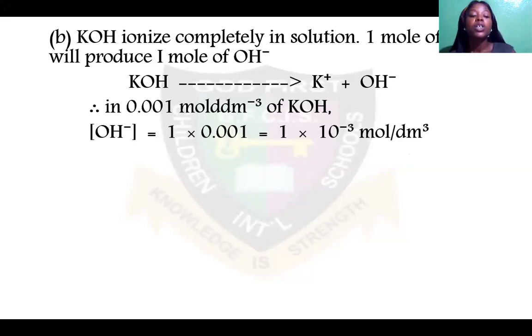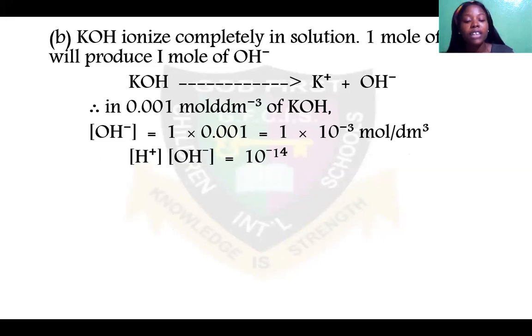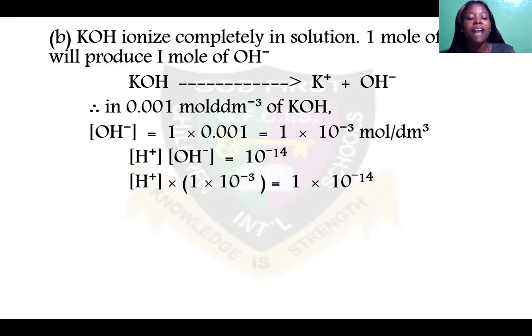So the hydroxide ion concentration will be 1 times 0.01, which is the concentration of the base, to give us 1 times 10 raised to power minus 2 mole per dm cube. Hope you are following that. In this case, we've got the hydroxide ion concentration first. Then let's get the hydrogen ion concentration. Hydrogen ion times hydroxide ion concentration is equal to 10 raised to power minus 14.